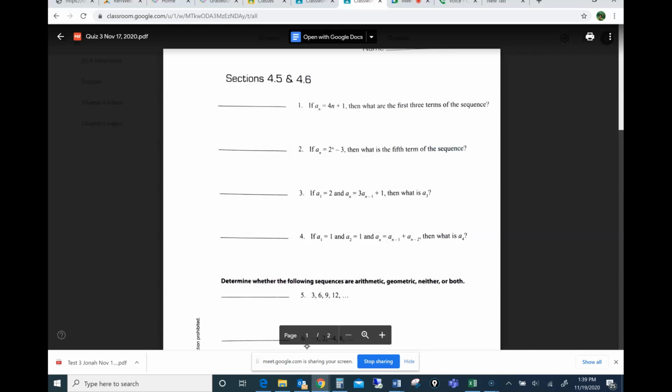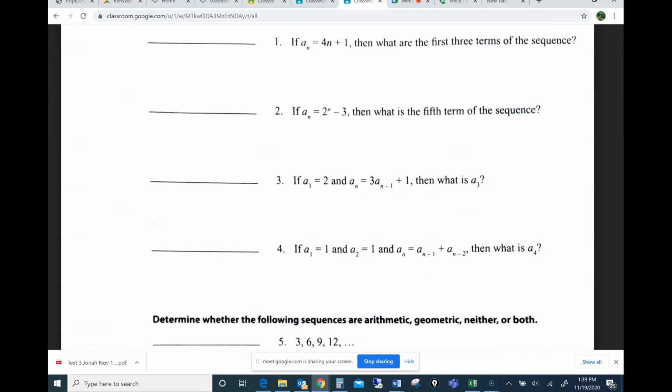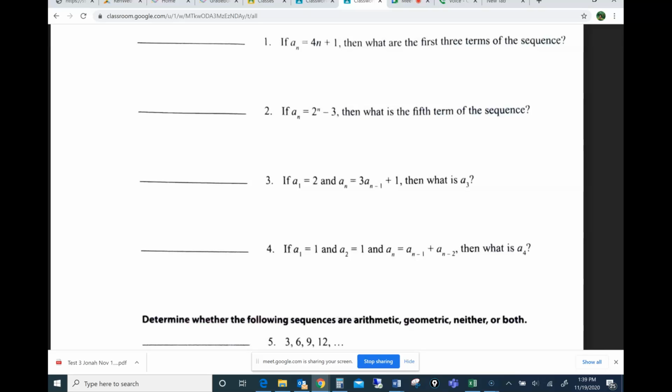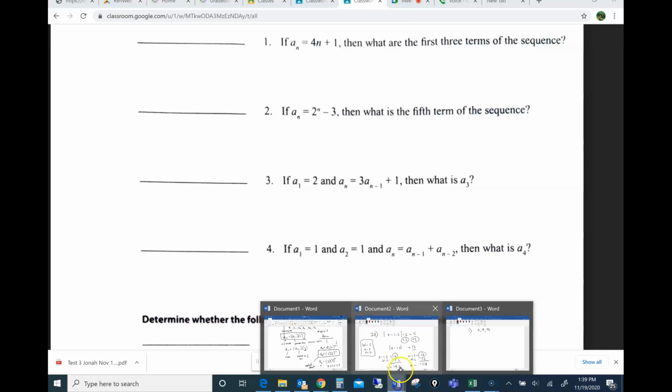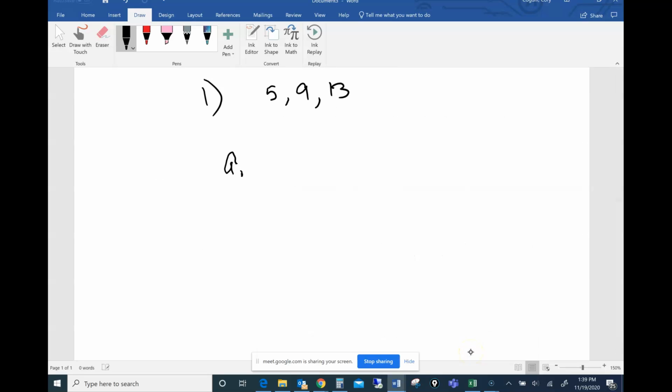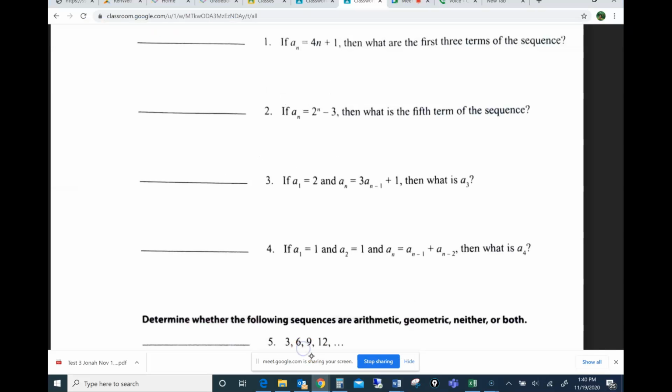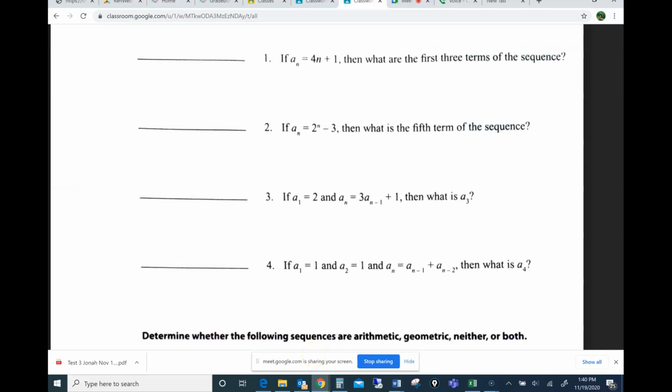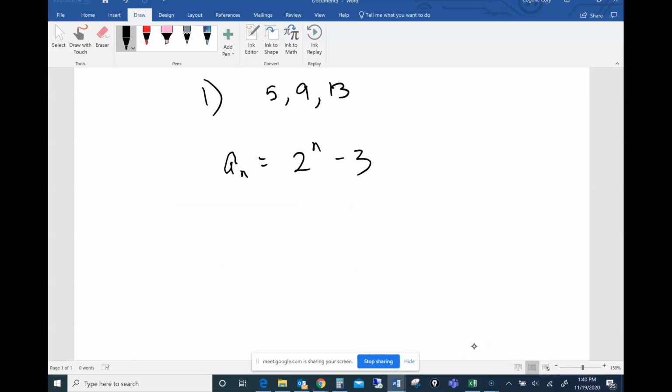If a sub n equals 2 to the n minus 3, what's the 5th term? So a sub n is 2 to the n minus 3. Let me double check it. Yep. Okay, so they want us to find the 5th term. This one actually is pretty easy. So just plug in 5 for n, and then we're going to subtract 3.